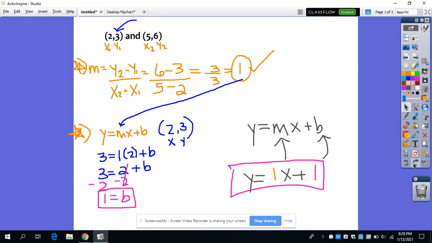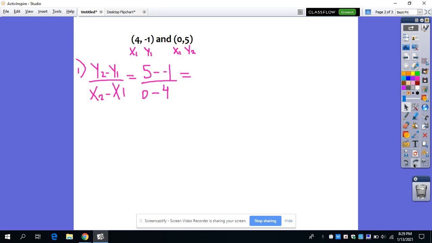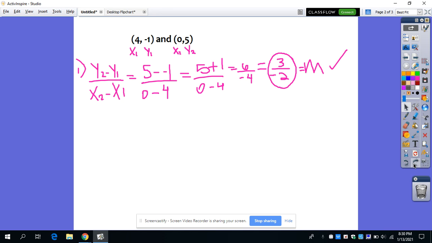So you guys didn't have any interruptions for this one, but you will for this one. All right? I want you to do the same thing that I just did. I'll label it for you, but now I want you to find your slope and y-intercept. All right? If you did it correctly, y2 minus y1 over x2 minus x1, you plugged in 5 minus negative 1, 0 minus 4. Remember, 5 minus negative 1 is like saying 5 plus 1, which is 6 over negative 4. This can be simplified to 3 over negative 2.